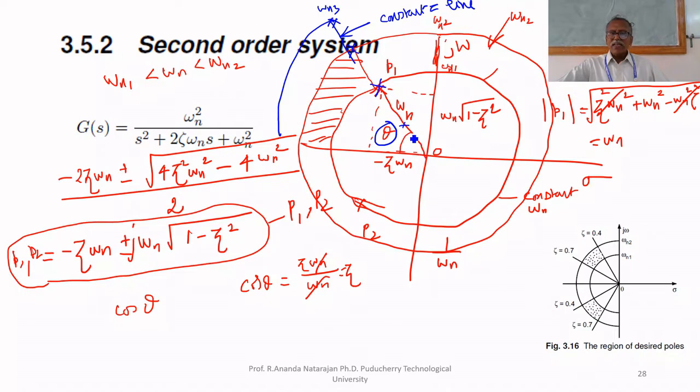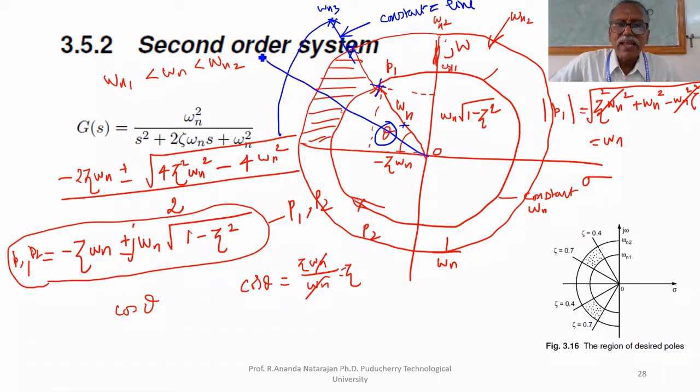So if you select any pole on this line, zeta will be constant. Theta is constant, zeta equal to cos theta, theta is constant, therefore zeta is constant. That's why this line is called the constant zeta line.